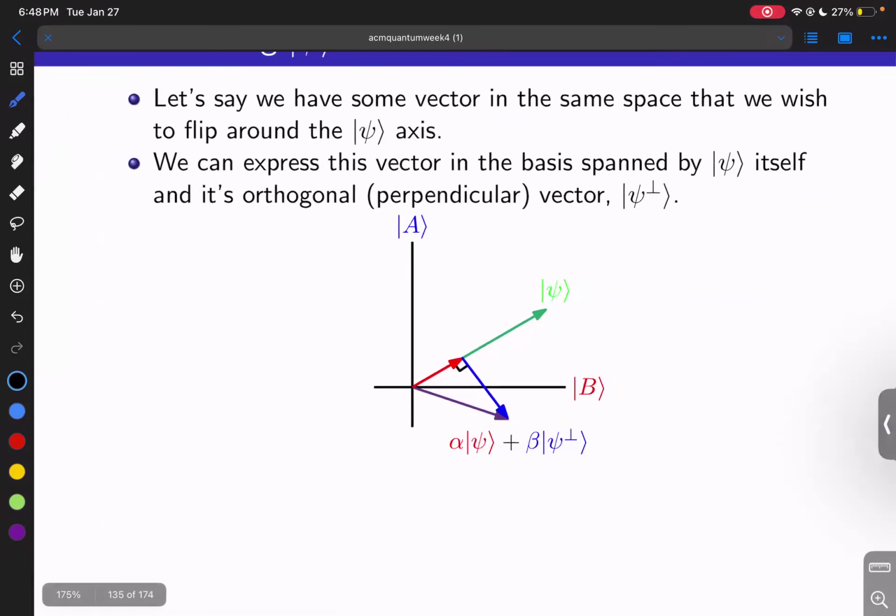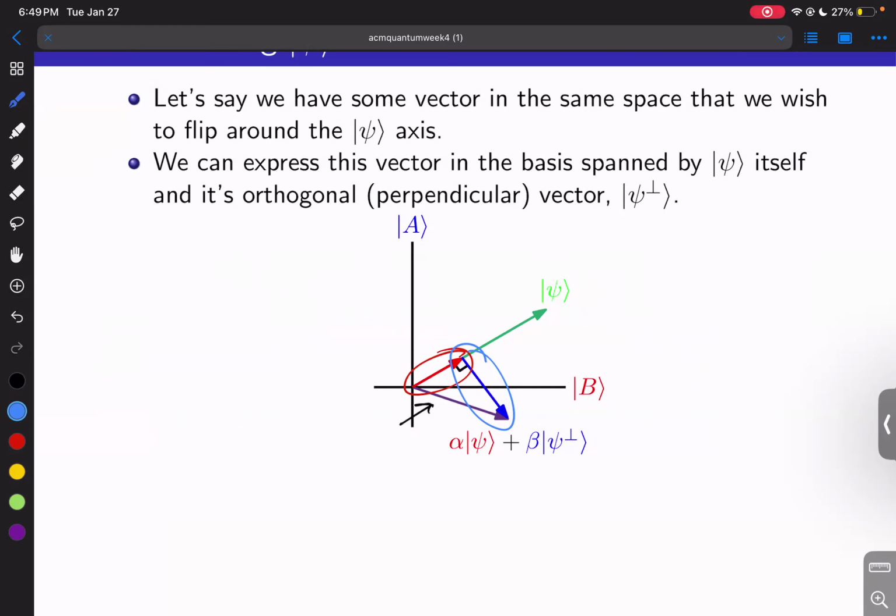So let's just say we have this purple vector right here, and we want to express it in the basis that is spanned by the psi vector and a vector that's perpendicular to psi. We can easily do that. It's just a change of basis. So the vector in the direction of psi is this red one, and the direction that's perpendicular to psi is this blue one, which we denote with psi and this perpendicular symbol.